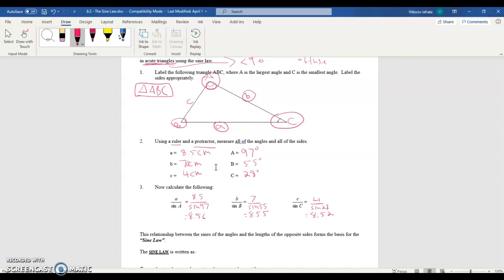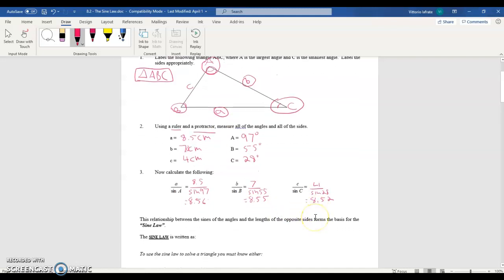So what you'll notice is these ratios are all very similar to each other. The A over sine A is very similar to B over sine B, and very similar to C over sine C. They're actually equal to each other. The differences we see are because of errors in our measurement that we took with our rulers and protractors. If you're a bit more accurate than I was, you'd see much closer results. So they are actually equal to each other. That is what the sine law is. It's the relationship between the sines of angles and the lengths of the opposite sides.